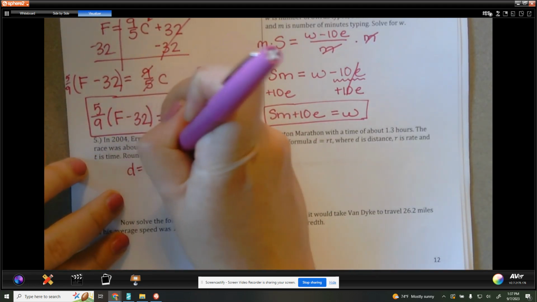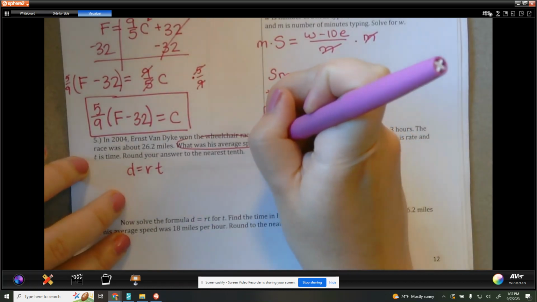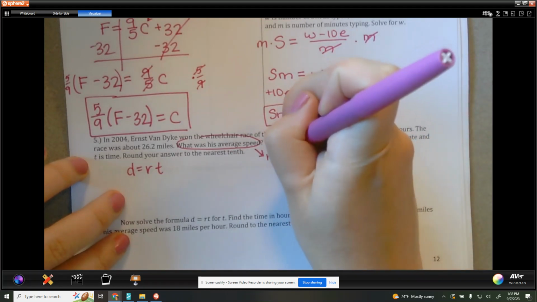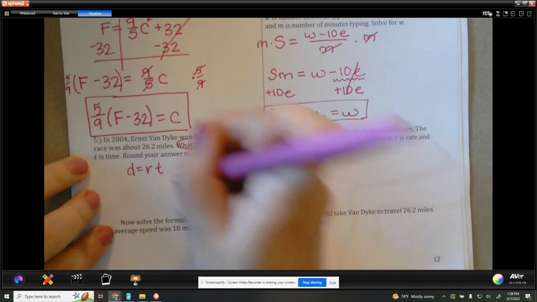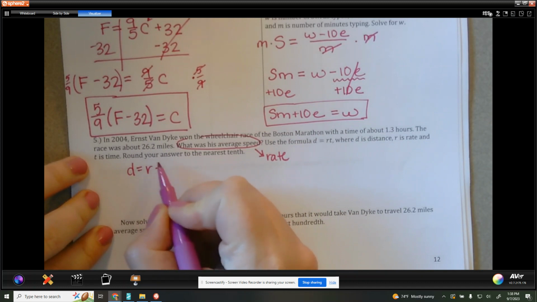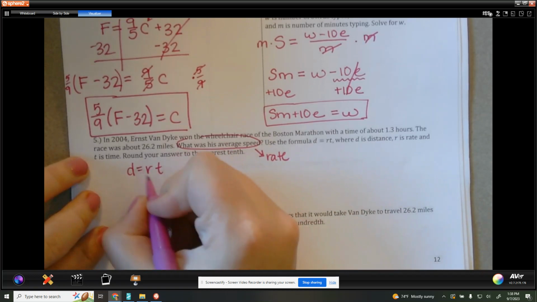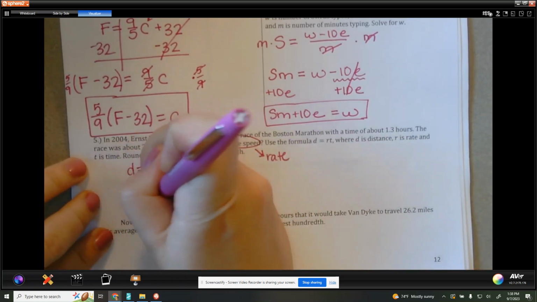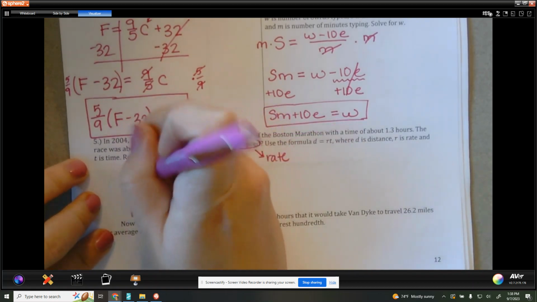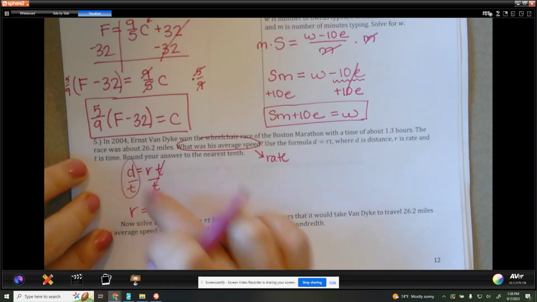All right, so I'm going to write this down. D equals RT. And we want to know an average speed. We might not be familiar with this, but speed is the same thing as rate. So we want to solve this equation for the rate. We want to get rate by itself. What operation is happening with RT when they're smushed together like that? Oh, yeah, they're multiplying. So we have to undo that and divide on both sides. So R is equal to D divided by T. These T's cancel out.